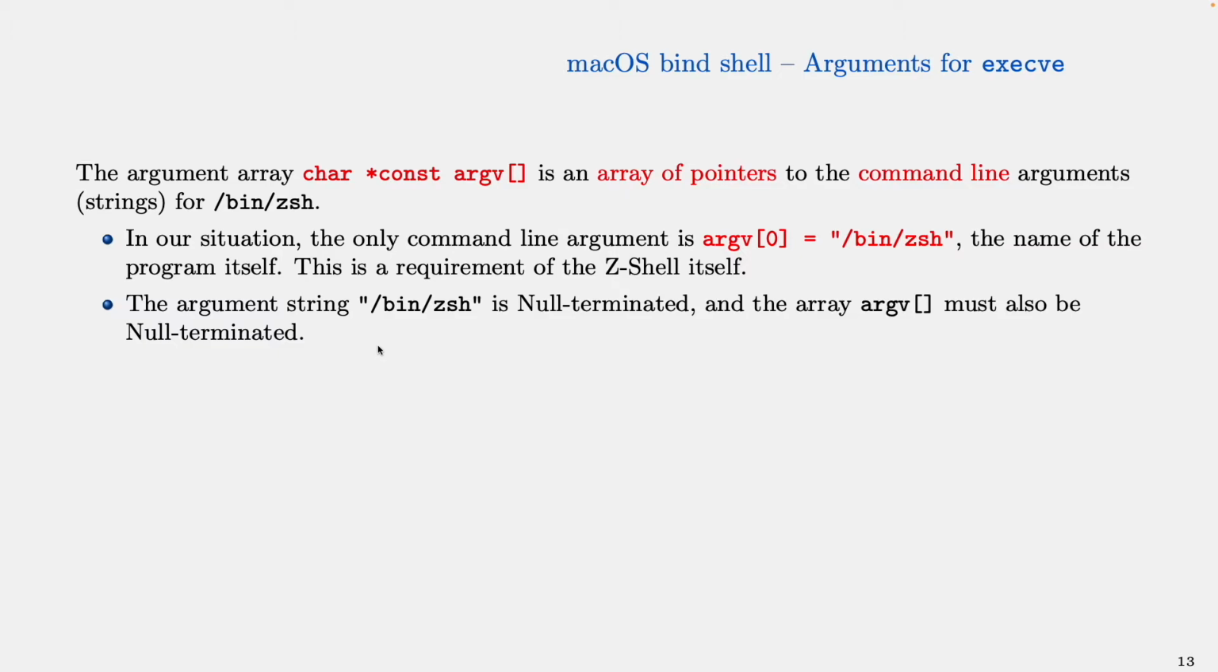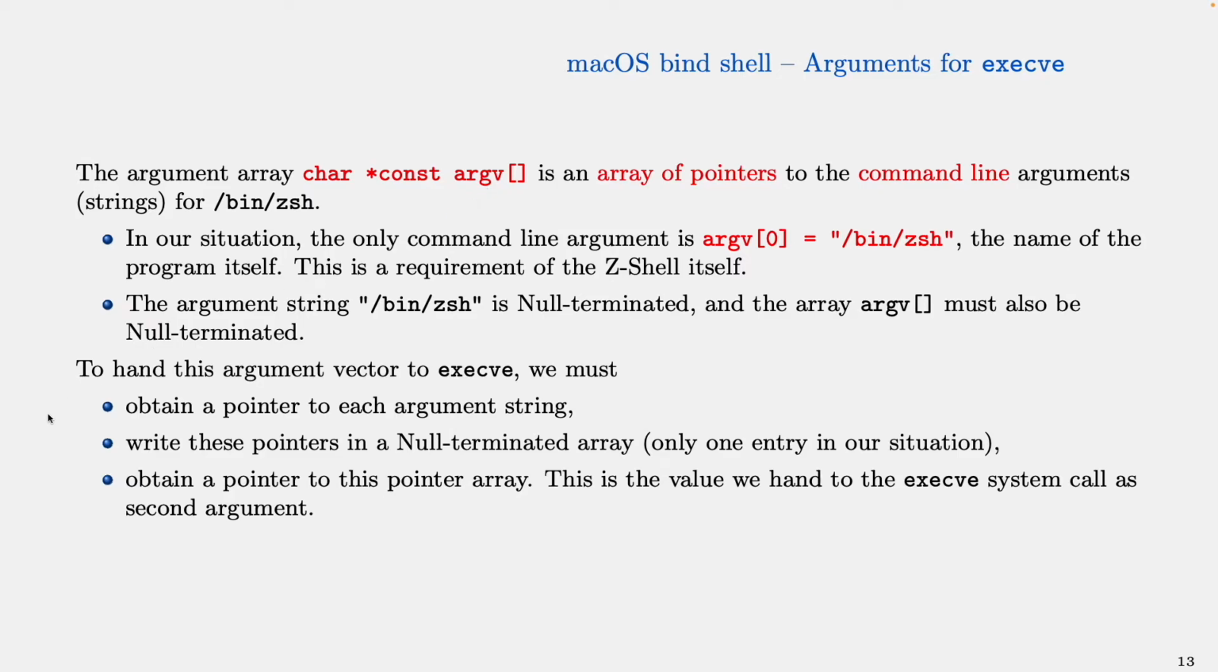The command line arguments are C strings, so the string /bin//zsh must be null terminated in our assembly implementation. And also the array argv of pointers to the arguments must be null terminated. So that's something we have to be careful with, that we get all the nulls right.